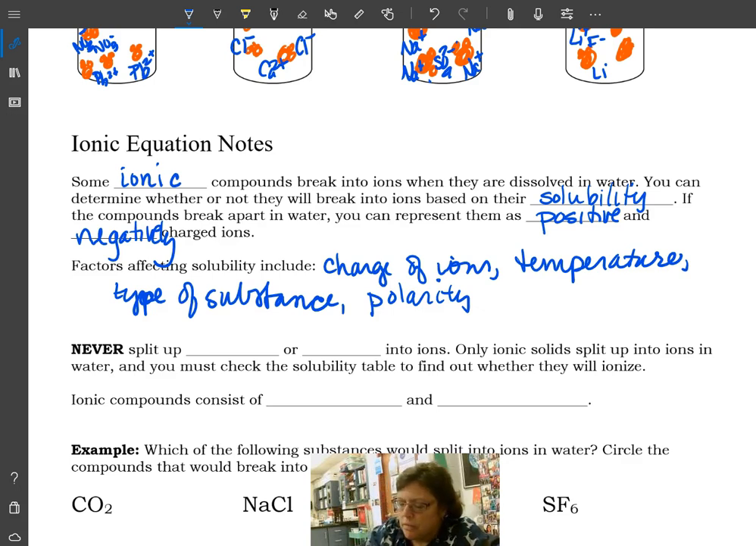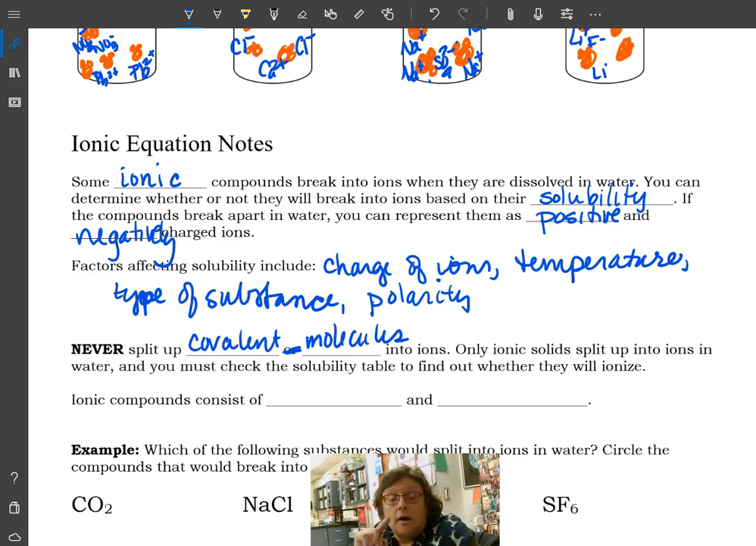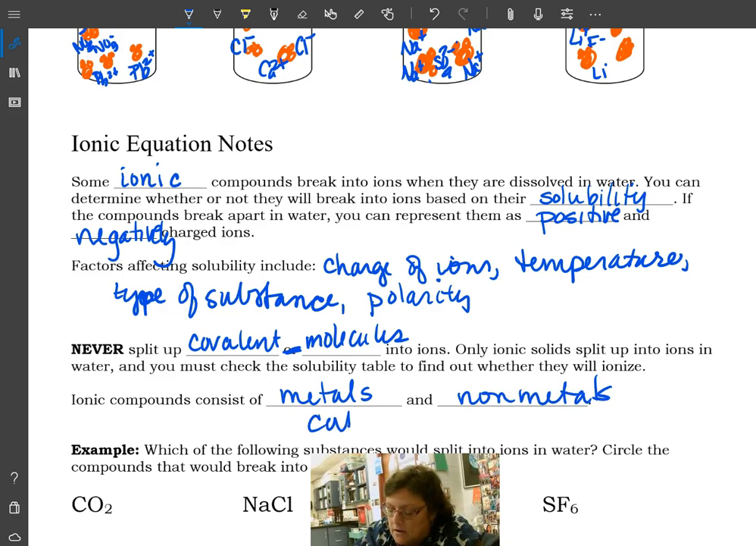All right, we never want to split up covalent molecules into ions. Okay? Only ionic solids will split up into ions in water, and you must check the solubility table to find out whether they will ionize. All ionic compounds will ionize to a certain degree. Ionic compounds consist of metals and nonmetals. If you wanted to, you could also say cations and anions.